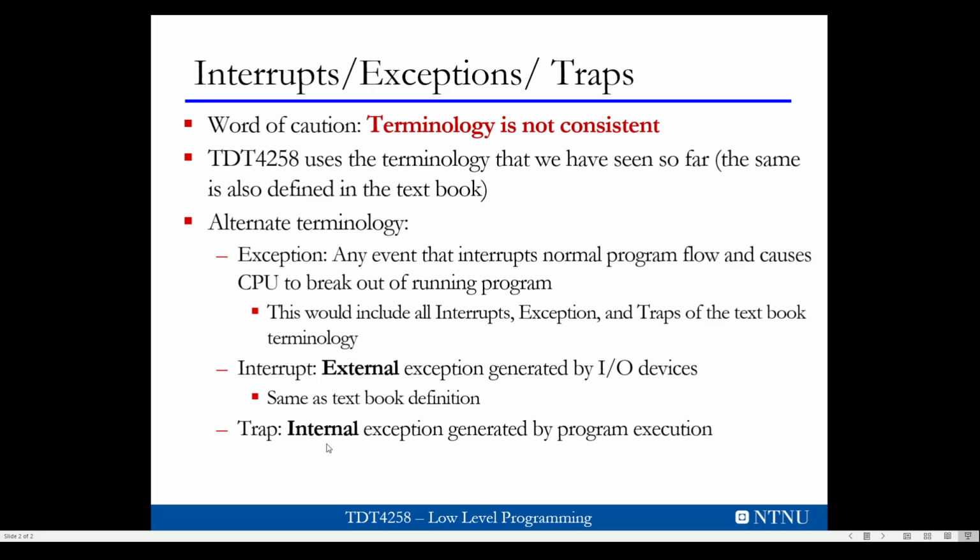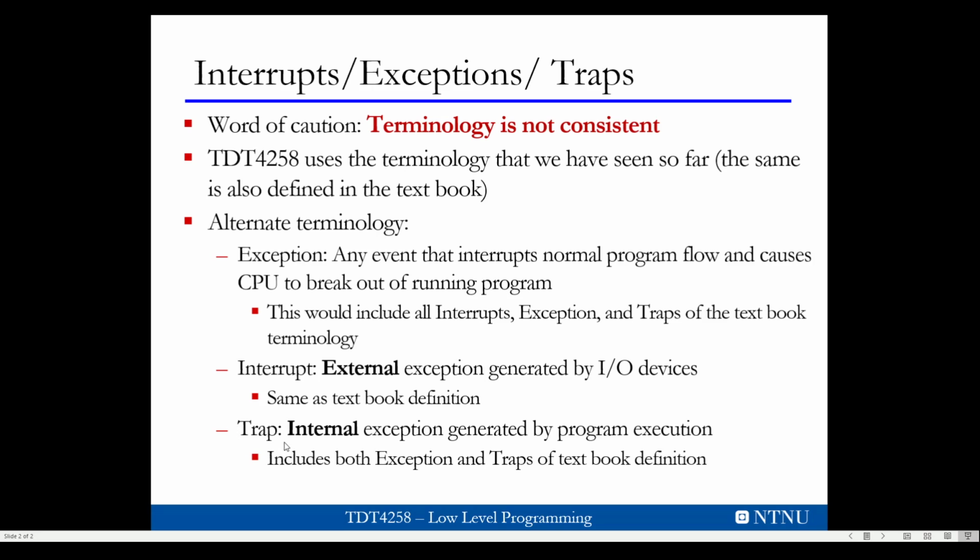Trap on the other hand is slightly different, whereas in the textbook definition, traps are the conditions that are not errors but are explicitly requested by the programmer. In this definition, a trap is any internal event. That means it could be an error or an explicitly requested change of control flow. So compared to the last slide, whatever was exception and trap on the last slide, according to this terminology, that's a trap.